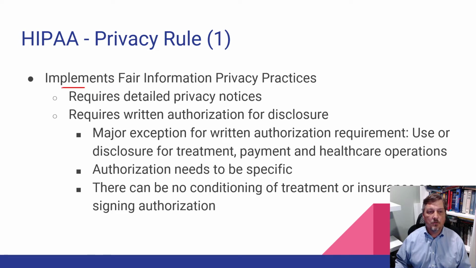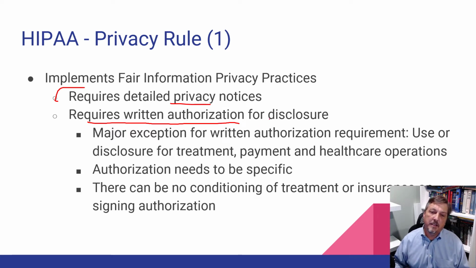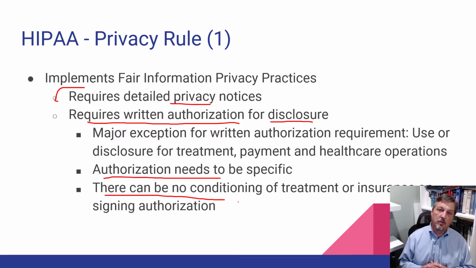So the HIPAA privacy rule requires detailed privacy notices. That form that you get in your doctor's office, that you sign, is giving you the notice of your rights and of the provider's responsibilities under HIPAA. It also requires a written authorization from the data subject for any disclosure of HIPAA-covered information. This authorization needs to be specific, and a provider or an insurer cannot condition the provision of treatment or the payment of insurance benefits on signing an authorization to disclose the covered information to somebody else.